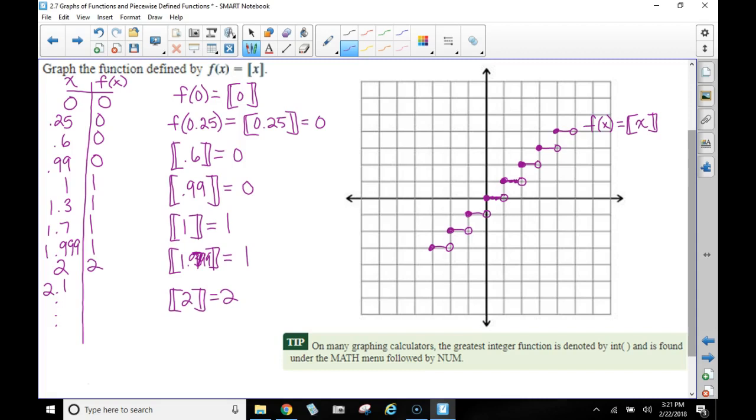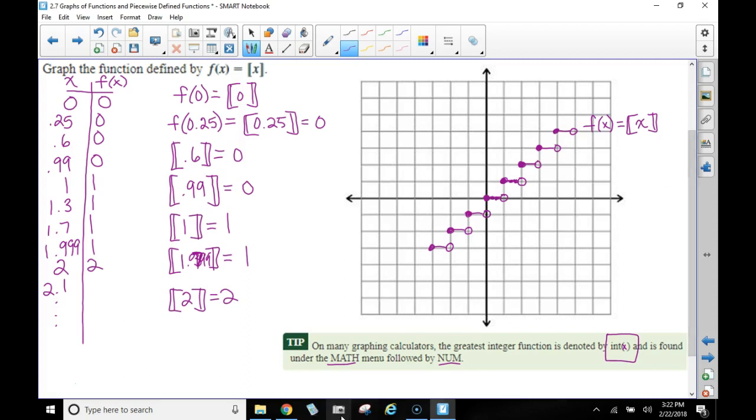Now, what I was saying here is that on many graphing calculators, you'll find the greatest integer function by saying int of, and inside the parentheses you would put the x, or whatever it is, if it's 2x or 4x or whatever. That is found under the math menu followed by the number menu. You'll find that int.